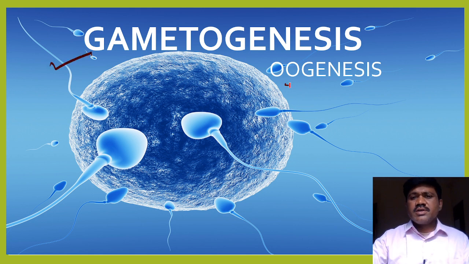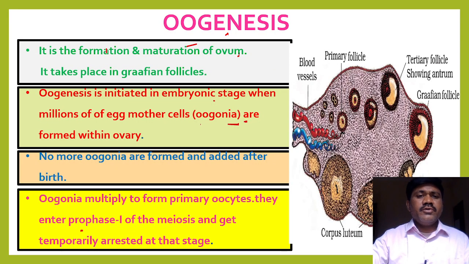Today in this session we will see the oogenesis process: how the ova or egg cells are formed and get matured. Right? The formation and maturation of the ova is called what? Oogenesis process. This oogenesis, this formation and maturation process, takes place in the Graafian follicle of the ovaries.